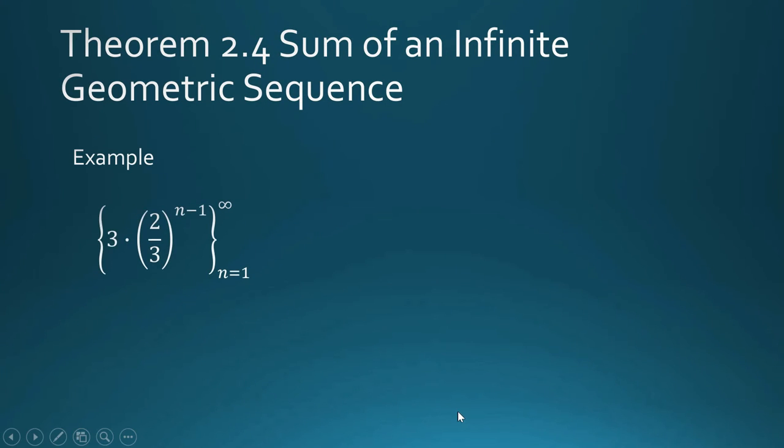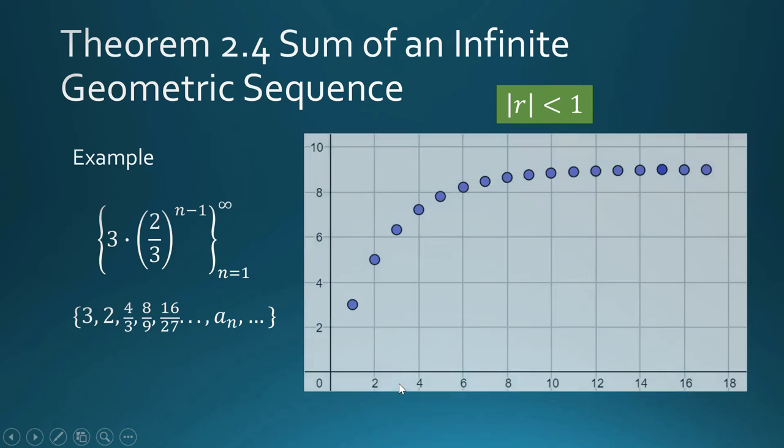Example: this is a geometric sequence. The common ratio is 2/3. Let us produce a few terms of this sequence. So the first term is 3. Then we multiply it by 2/3. That becomes 2. We multiply by 2/3 again. That becomes 4 over 3. So that is how you generate the terms of a sequence. The common ratio is 2/3, so that is less than 1.